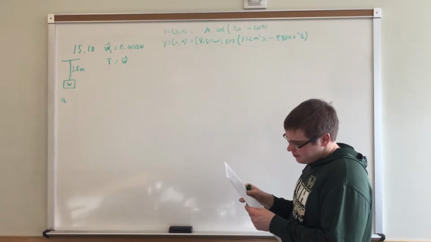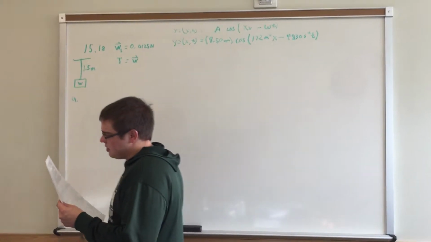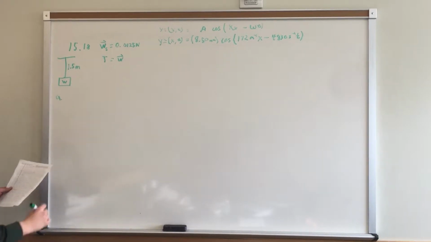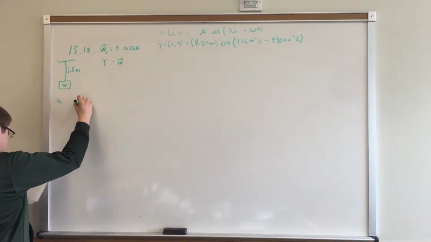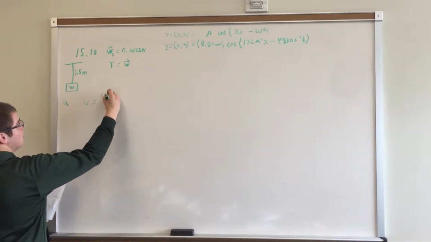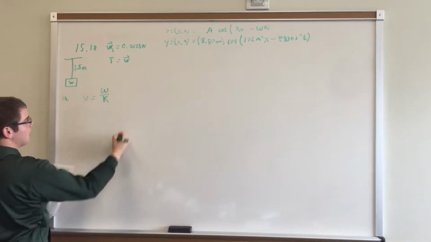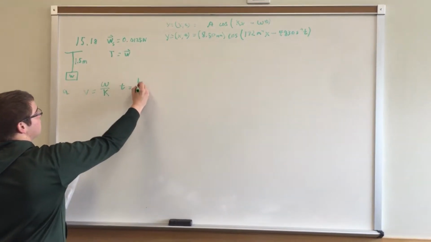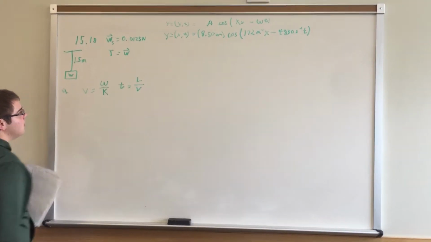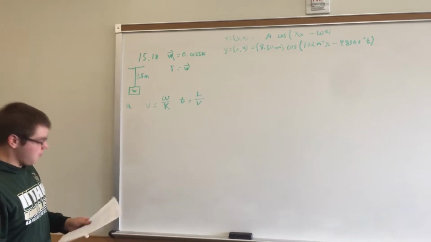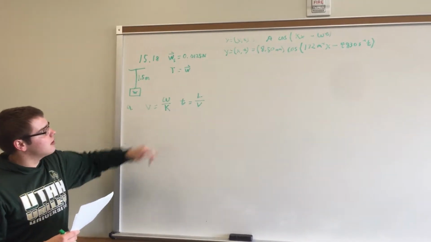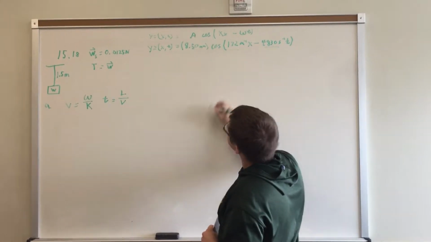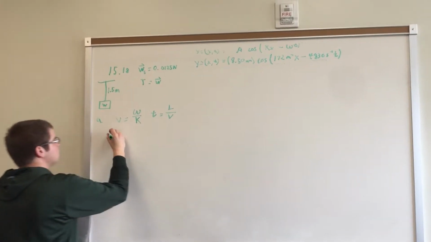The first thing that we're going to solve for is how much time it takes a pulse to travel the length of the string. To do this, we're going to use two different equations. We have that the velocity equals the angular velocity divided by k, and the time it takes is equal to the length of the string divided by the velocity. To solve for the velocity, we take our angular velocity and our k. This right here is our angular velocity, and this is our k value. So we're going to plug those in.